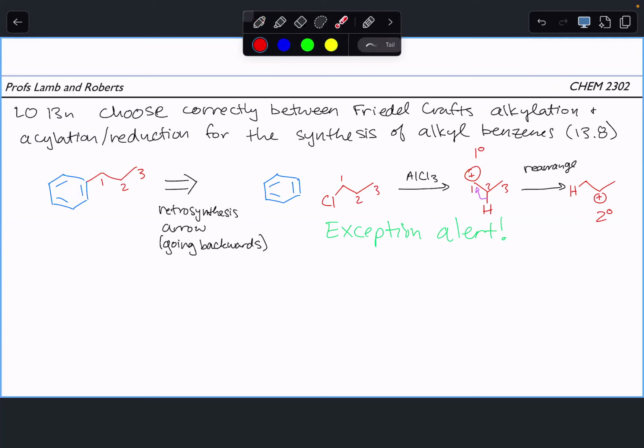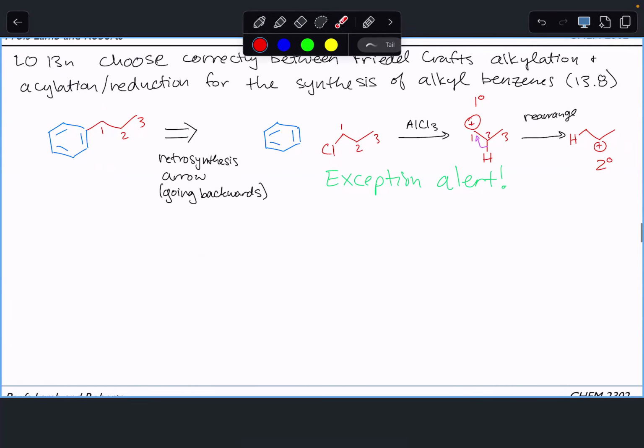So if you tried to do this reaction doing an alkylation, you would not get the desired product, right? Instead, this would actually end up being your electrophile. And that would give you a product that you don't want, right? So you can't use alkylation for this product. So this is where you want to use acylation instead. So what does that look like?